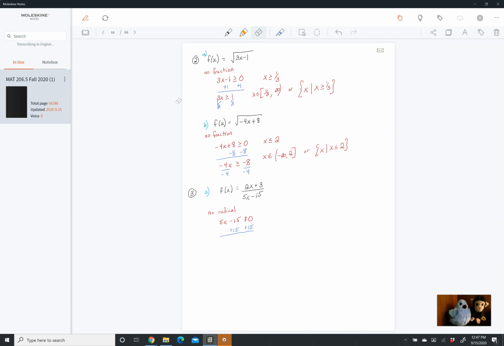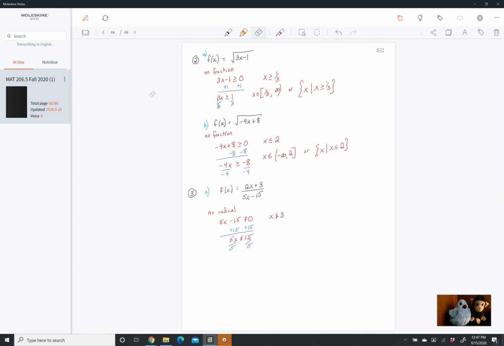Add 15 to both sides. We get that 5x is not equal to 15. And divide both sides by 5. And we get that x is not equal to 3. So every x value is okay except for 3.